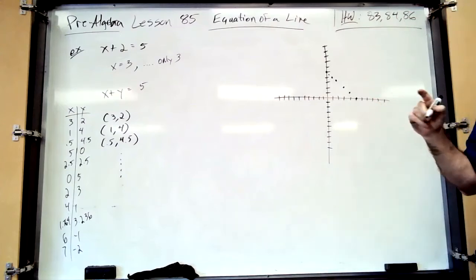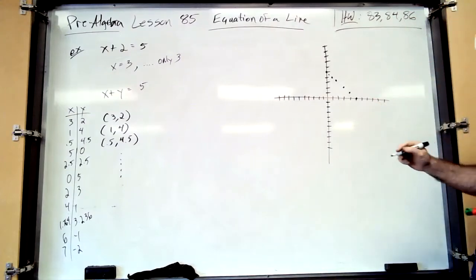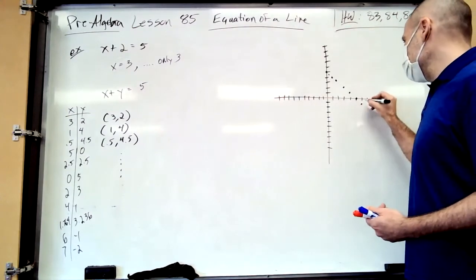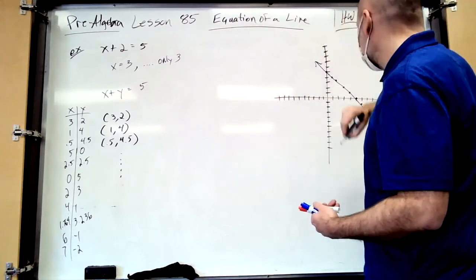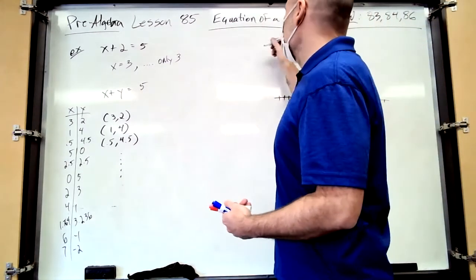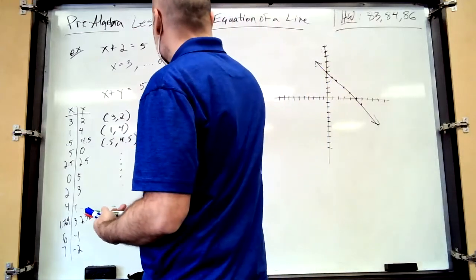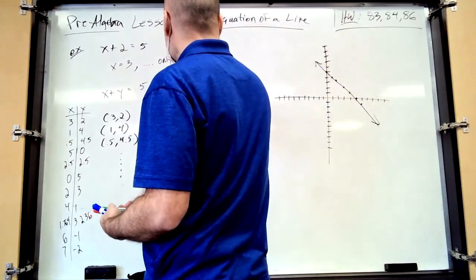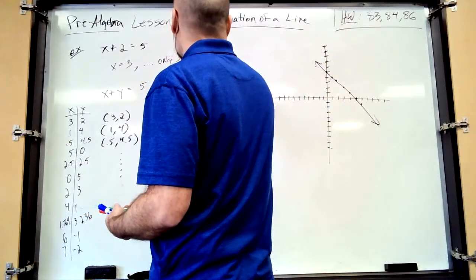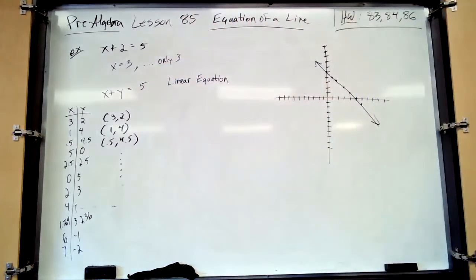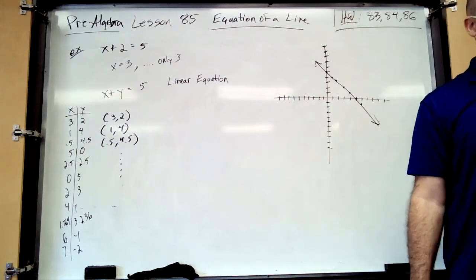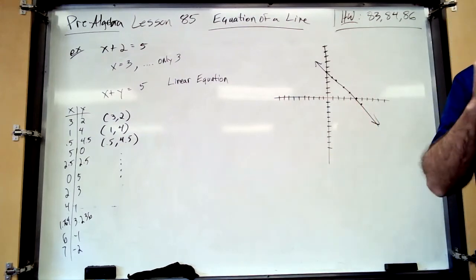What do you guys notice about these points? They all make a line. So when you connect those dots, this is called a linear equation. Because what word do you see in linear? Line. Linear just means a straight line.